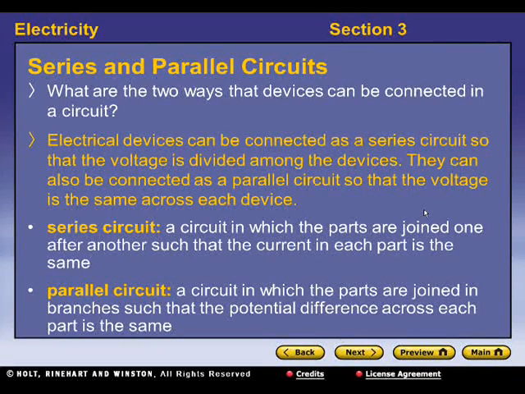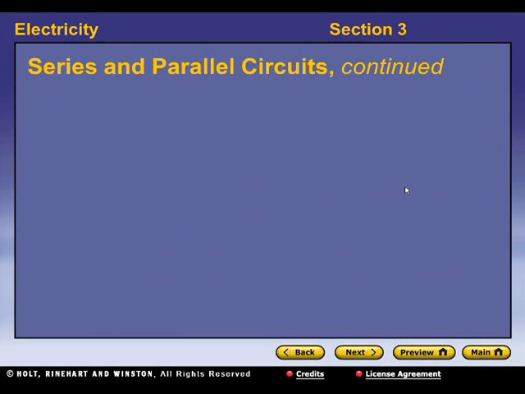In a parallel circuit, that's a circuit in which the parts are joined in branches such that the potential difference across each part is the same. And this is kind of like having multiple loops all in one, to where there are multiple paths for electrons to follow in that particular circuit.